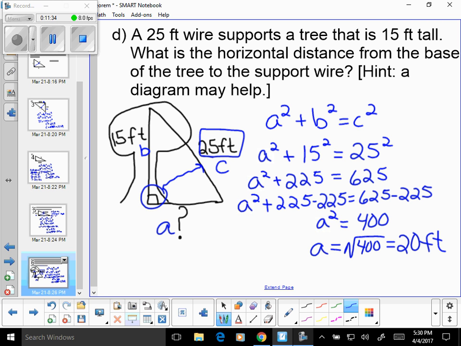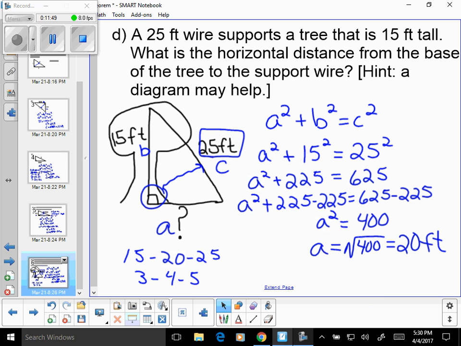Now, look at this. It's a 15, 20, 25. That is based on the 3, 4, 5 Pythagorean triple. So that 3, 4, 5 Pythagorean triple shows up a lot of times.